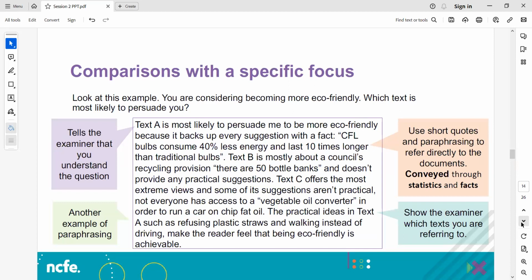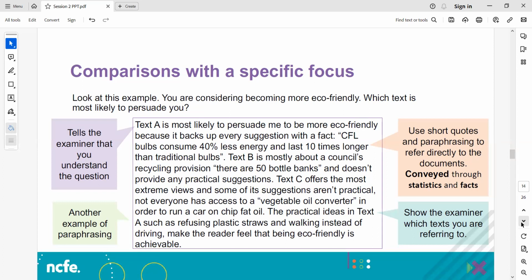So as well as being asked to compare, you might be asked to compare with a specific focus. So we've got an example here. You look at this example. You are considering becoming more eco-friendly. Which text is most likely to persuade you? So all of the texts must be about being eco-friendly, the environment, recycling, saving energy and so on, we'd imagine. Which text is most likely to persuade you?